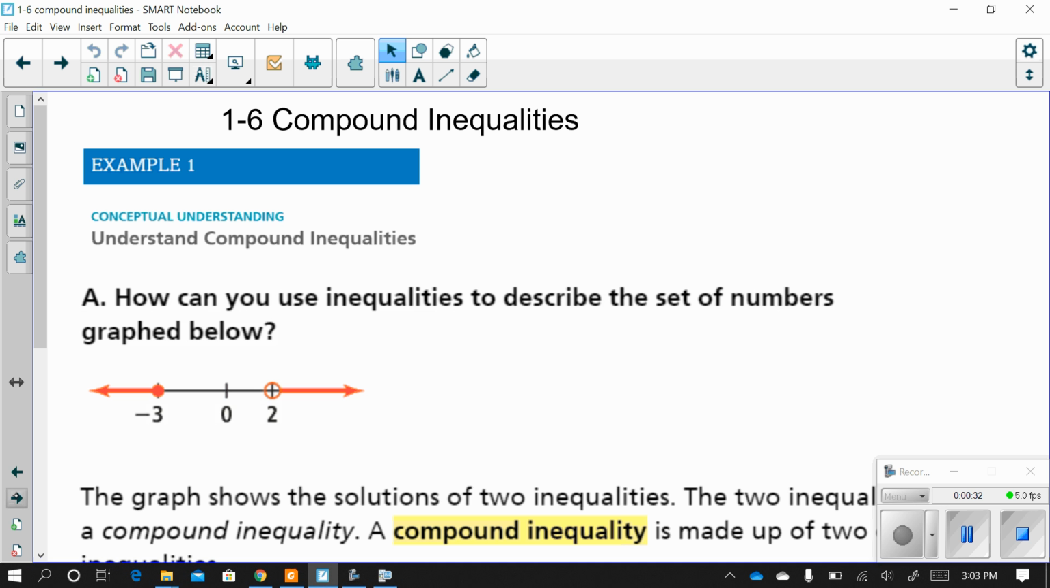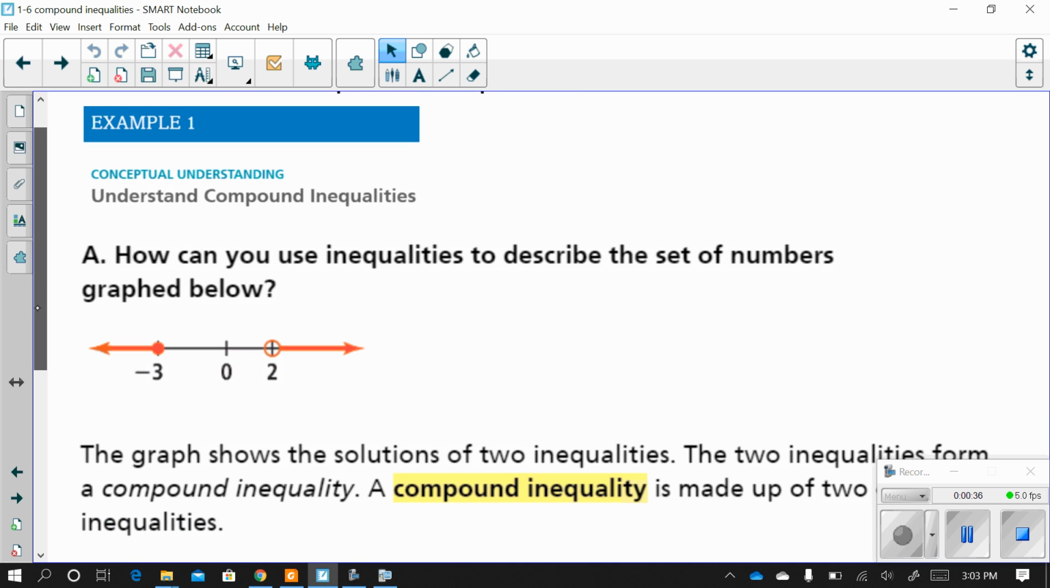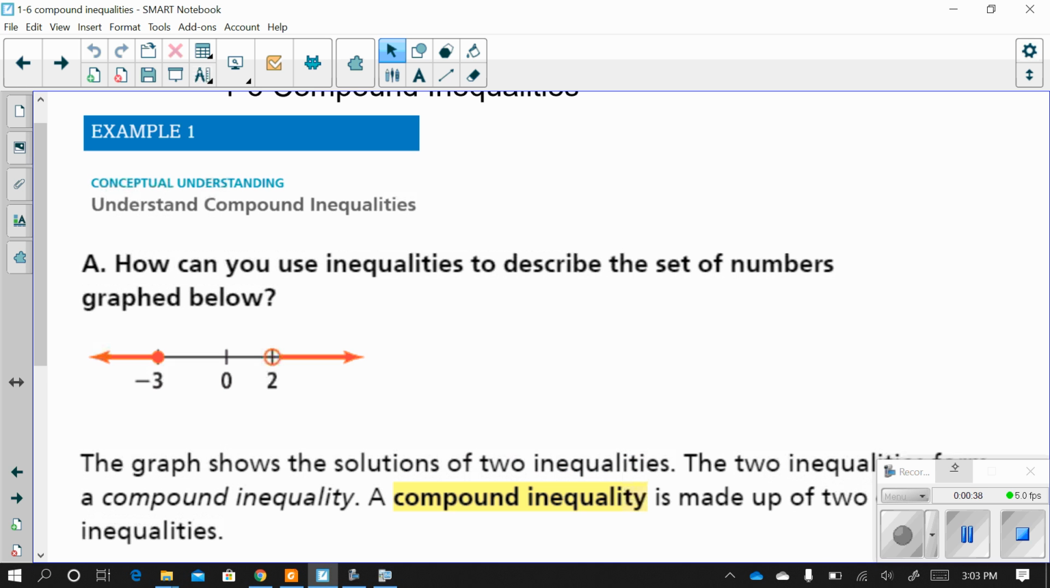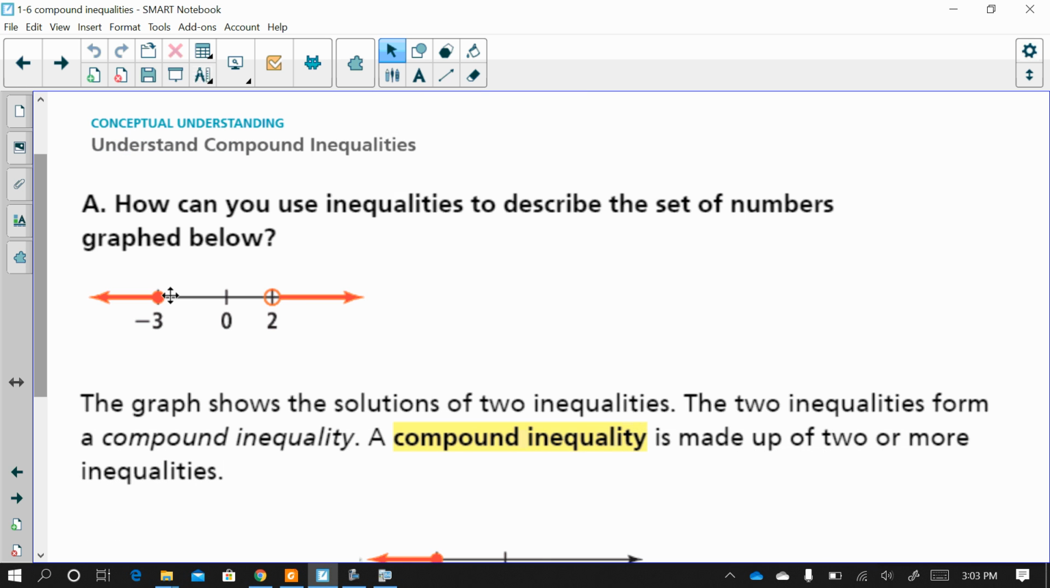So the first thing they're going to show us is a graph. We want to use inequalities to describe the set of numbers graphed below. Notice we have two different arrows going two different ways. So the graph shows the solutions of two inequalities. The two inequalities form a compound inequality. A compound inequality is made up of two or more inequalities.